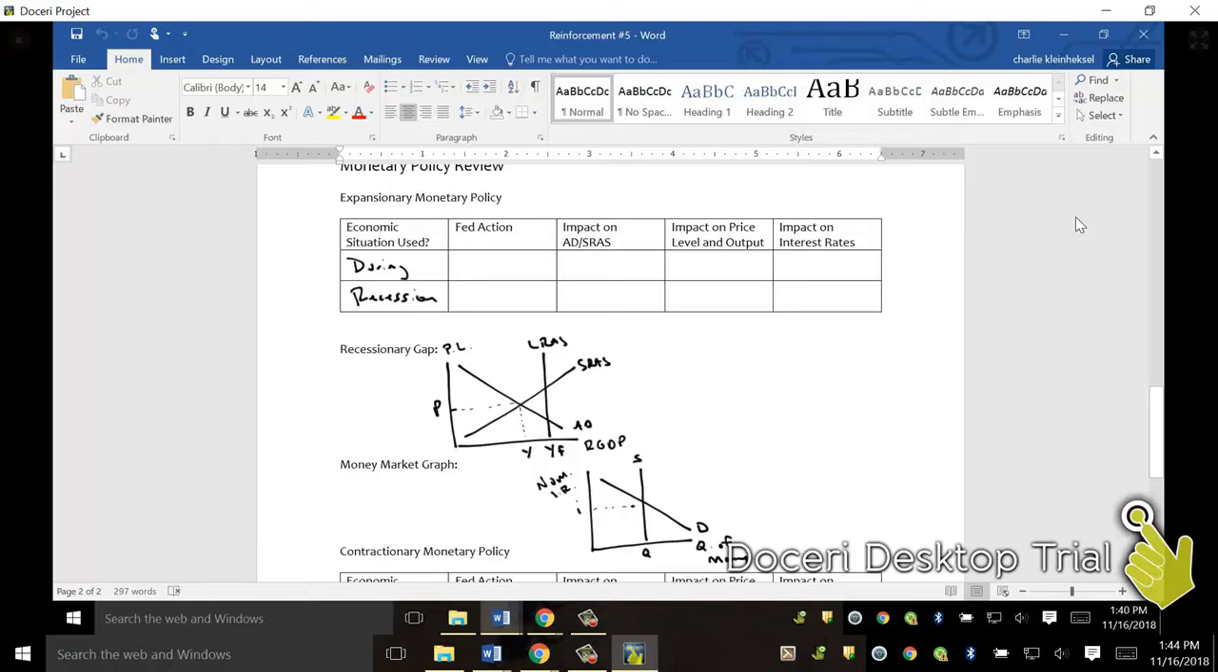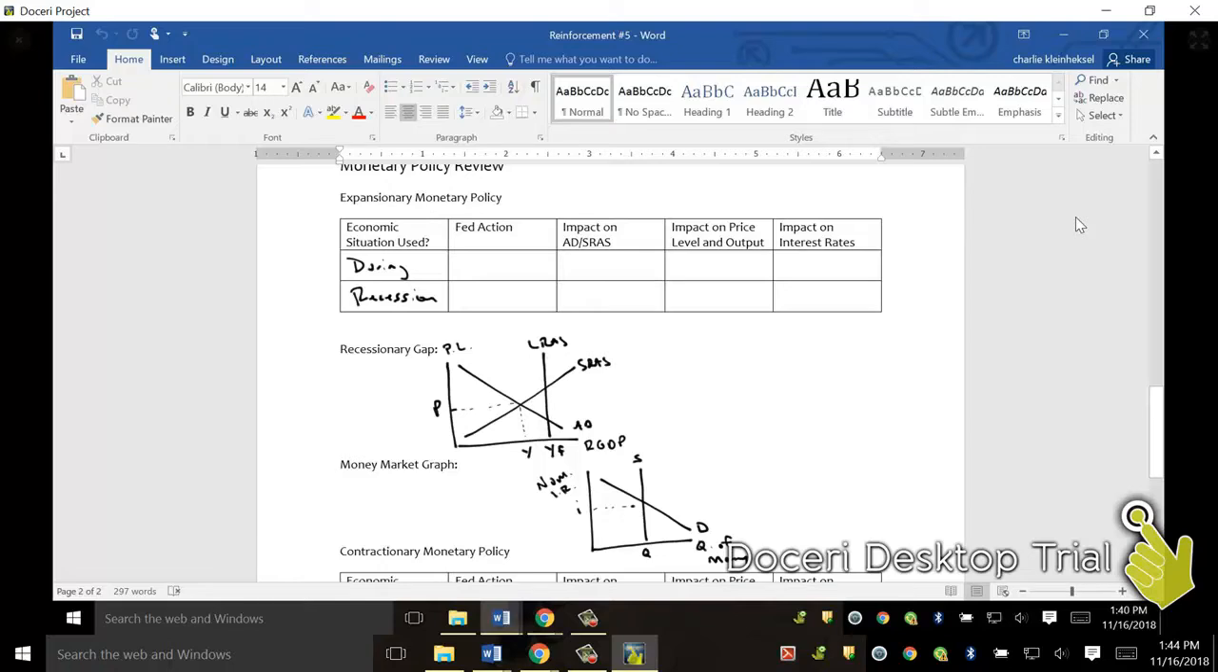So it's important for us to know that we use expansionary fiscal or expansionary monetary policy when the economy is not doing well. Okay, but because we're talking about monetary policy now, we are only talking about what the Federal Reserve can do to fix a struggling economy. So during a recession, the Fed has three options or three tools that they can use.